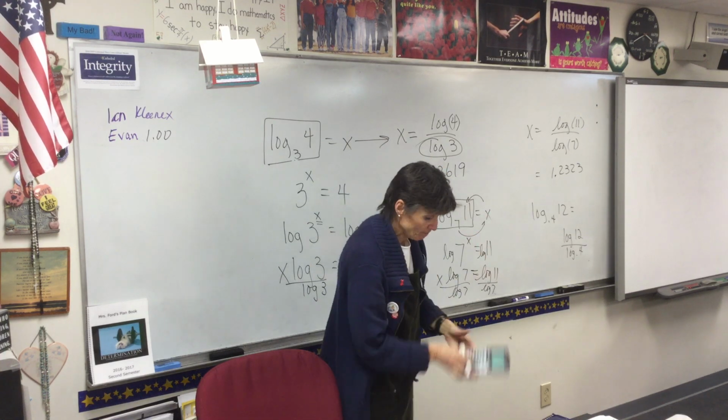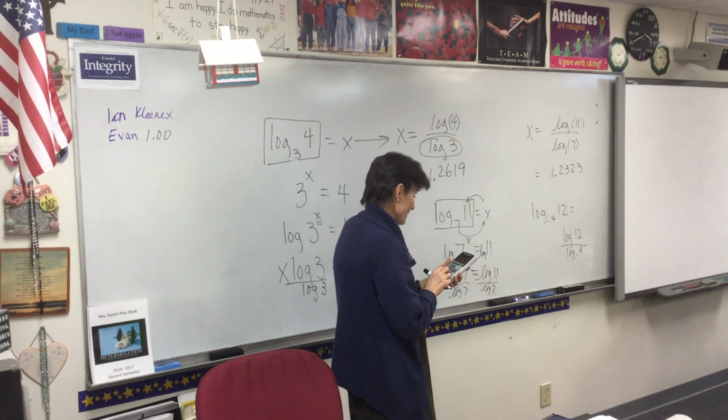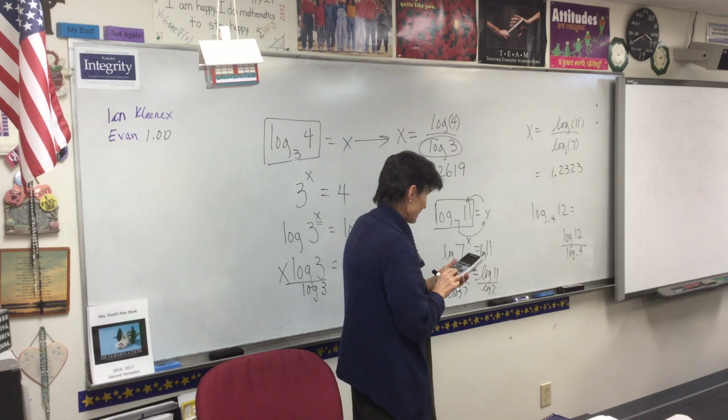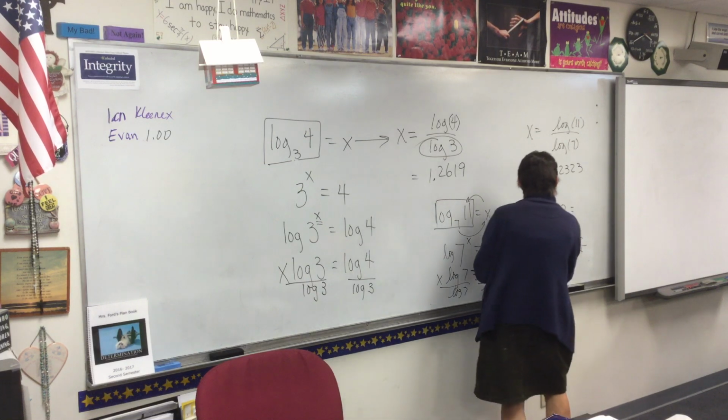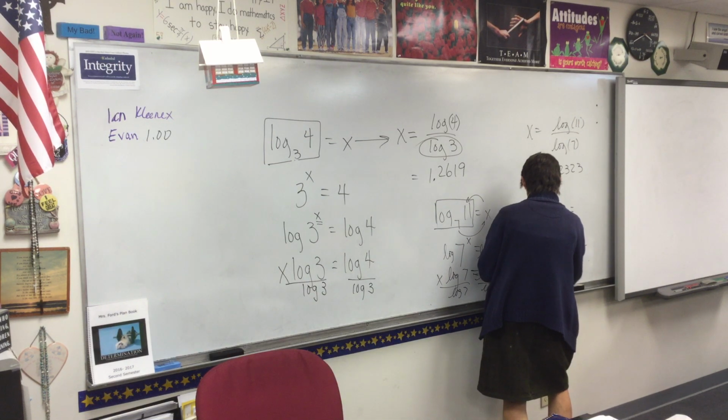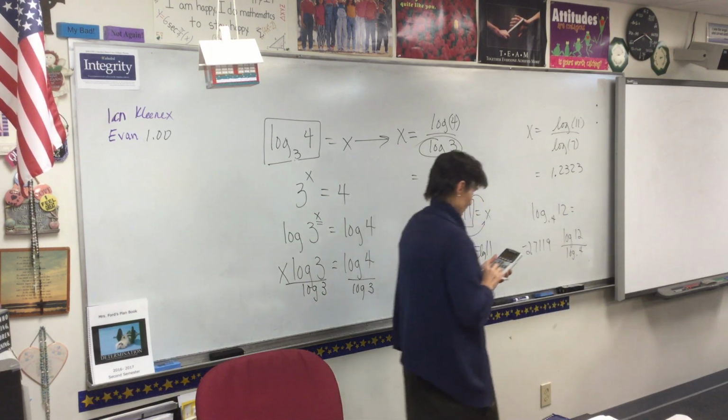So I'll type that in. That one's going to be a negative, and that's fine. They can be negative. I got negative 2.7119.